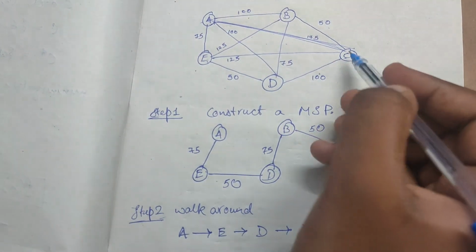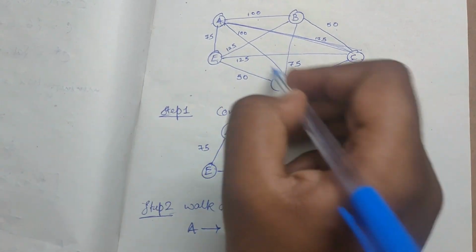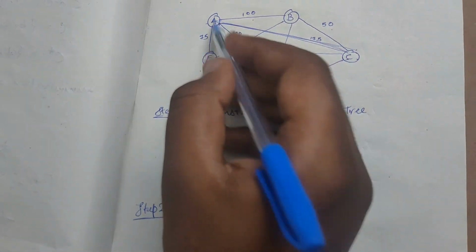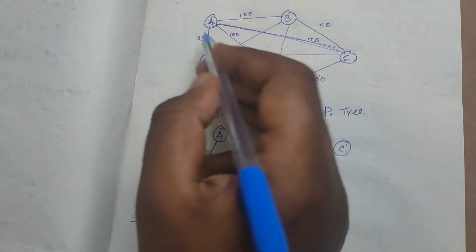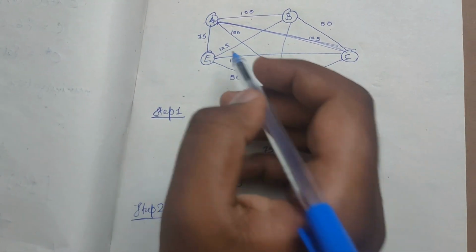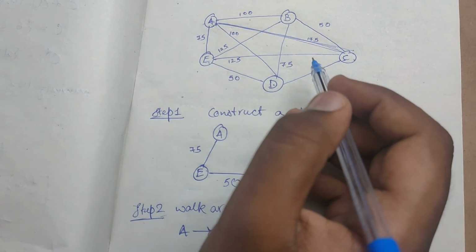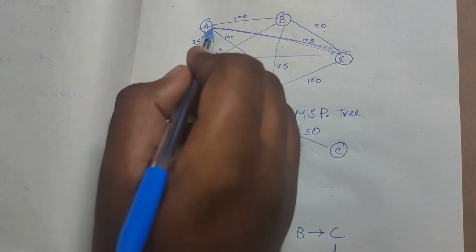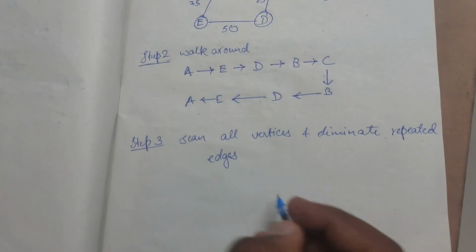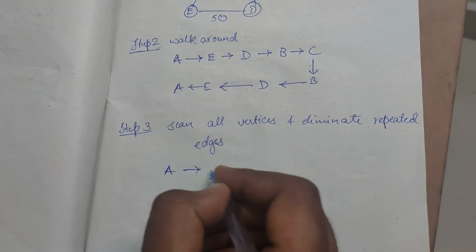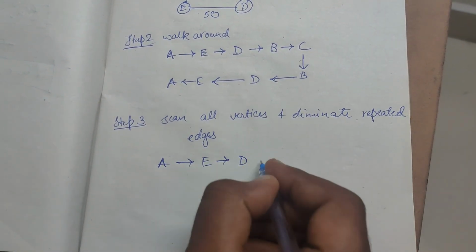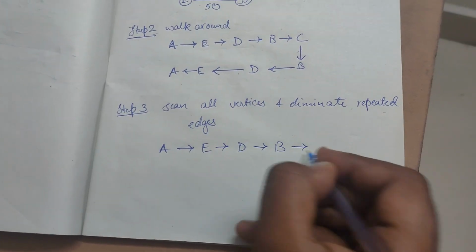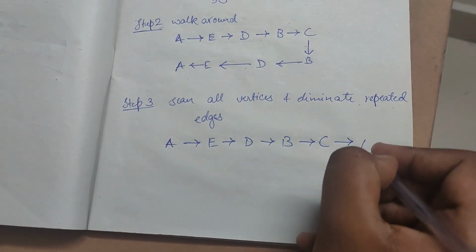Okay, so if he goes from C to D and D to A, then it will form a closed loop here, which disobeys the traveling salesman problem constraints. So that's why he will go from C to A, which costs him 175. So again draw A to E, E to D, D to B, B to C and again C to A.